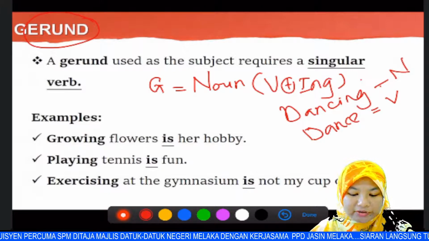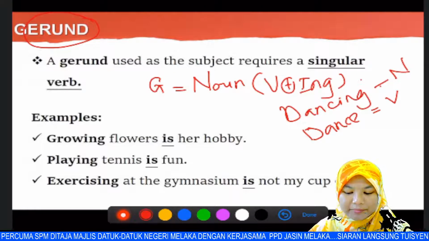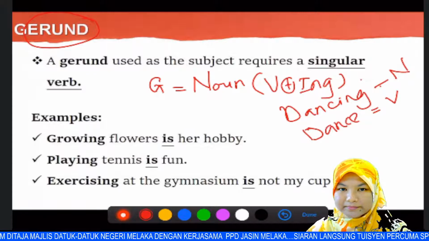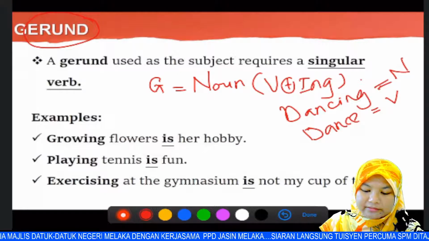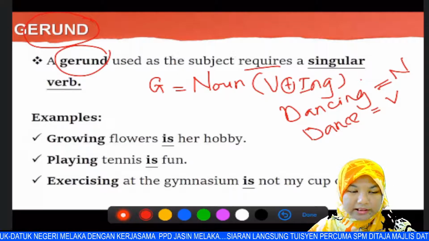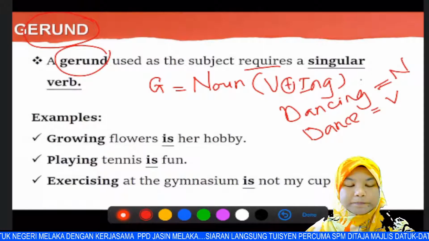A gerund used as the subject requires a singular verb. Gerund requires a singular verb. Let's have a look at the example.